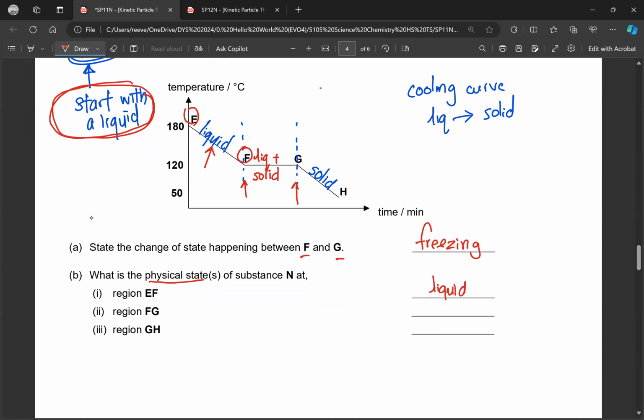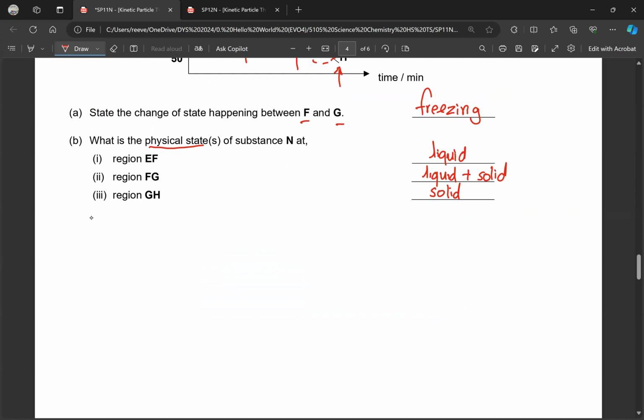You must read. F to G is the middle, so it's liquid plus solid. G and H is at the last part of it. G and H is only left with solid, all frozen already. Any question? Good enough? Okay, I'll move on. If you need to pause the video, just pause, okay?